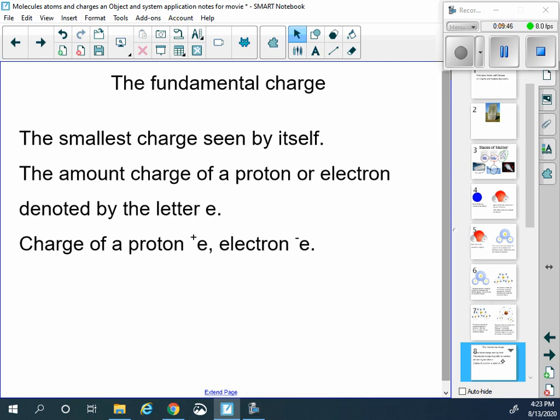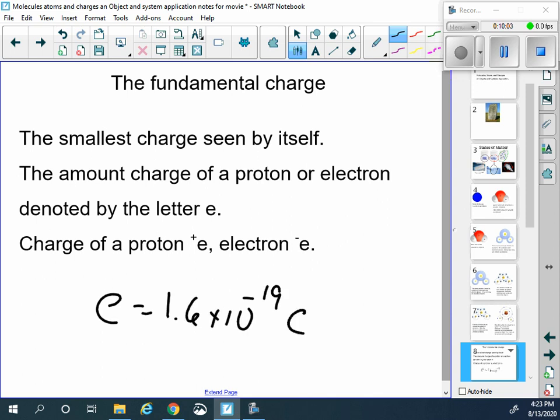If I have the charge of a proton, I should have a plus sign with that to show that it's a positive charge. If I have an electron, I should have a negative sign with the E to show that it is a negative charge. The number itself, E, is 1.6 times 10 to the negative 19 coulombs.